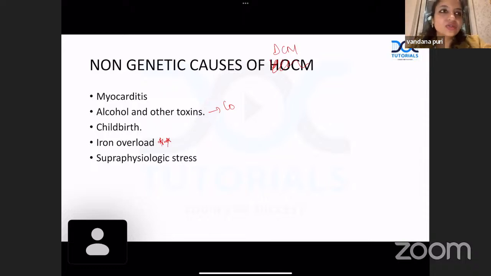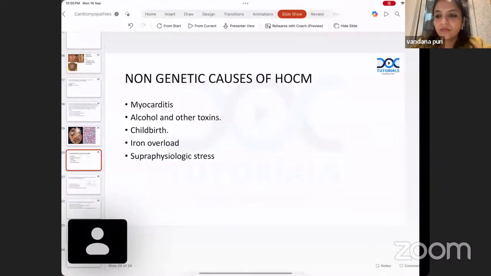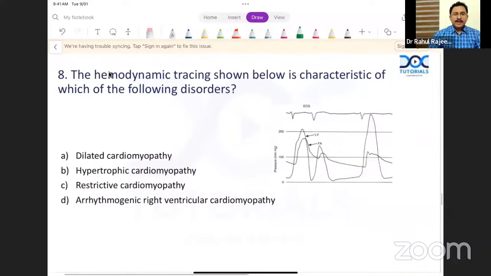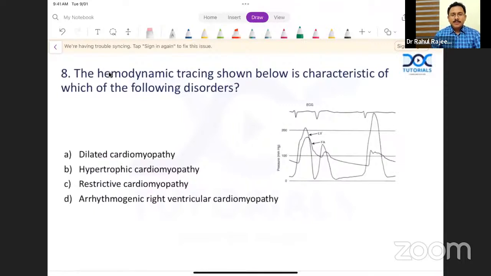I think we can go to the next question, sir. Okay, so the next question is based on a cardiac catheterization finding. This is something which we have discussed in the app lectures as well. So the question is, the hemodynamic tracing shown below is characteristic of which of the following disorders? And the options are the various cardiomyopathies.